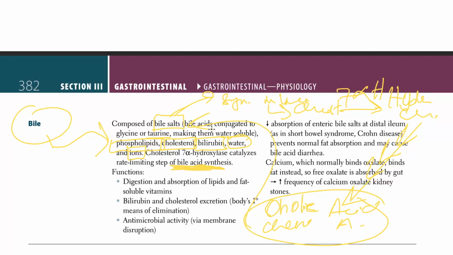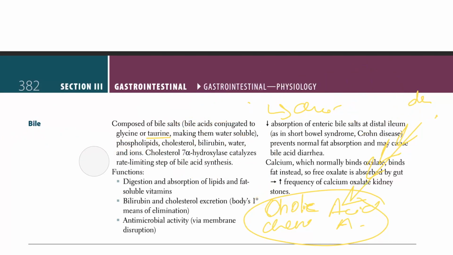So they are saying cholesterol 7 alpha hydroxylase catalyzes the rate limiting step of bile acid synthesis. If you were to inhibit this, you don't have bile acids or bile salts. You don't have much bile. That's all they're saying.